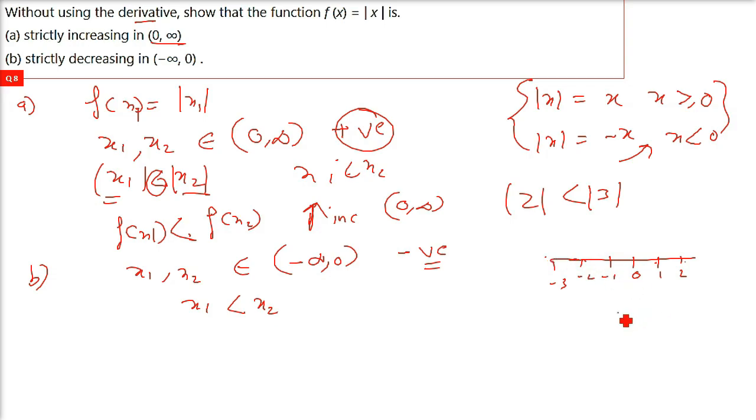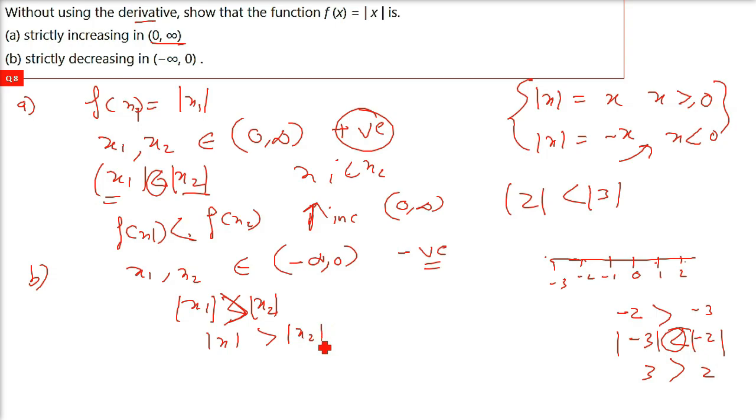The number always increases from left to right on the number line. So negative 2 is actually greater than negative 3. If I want to show it with a less than sign, negative 3 is less than negative 2. That you already know. But when you take modulus, what will happen? This will be 3. This will be 2. Now 3 is greater than 2. So when you take the modulus, the less than sign will change to a greater than sign. So modulus x1 has now become greater than modulus x2.